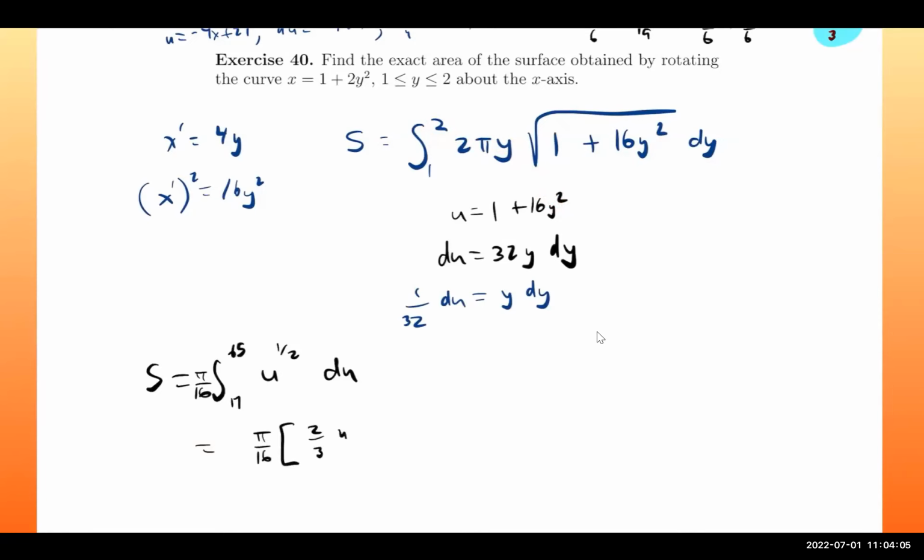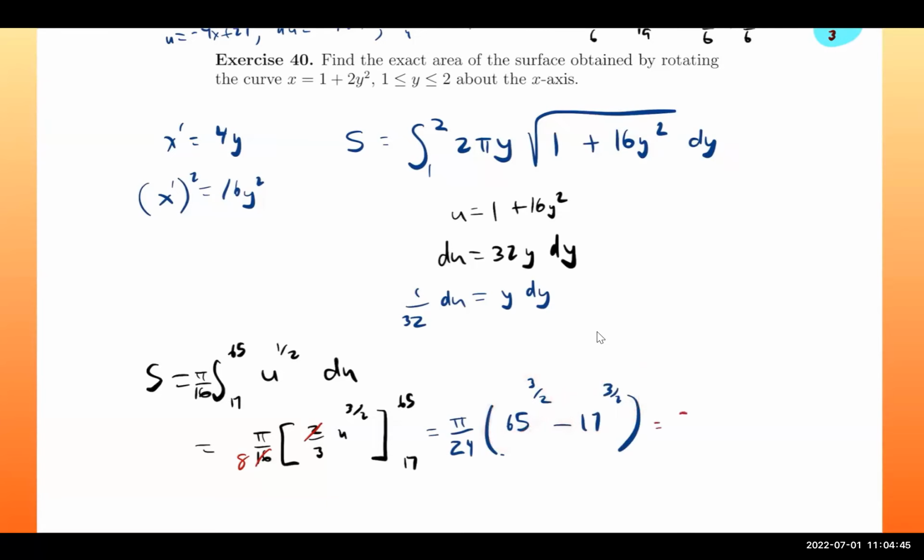All right, so that's going to be pi 16ths times 2/3 u to the 3/2, and we're going from 17 to 65. Once again, you can simplify: 2 goes into 16 8 times. So that's going to be 2 pi over 24. And then if you substitute the 65 into u, you're going to get 65 to the 3/2 minus 17 to the 3/2, which is the final answer.